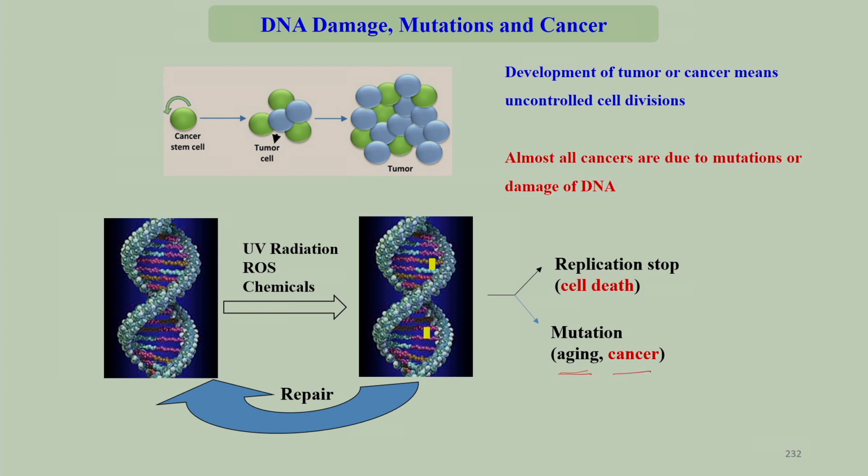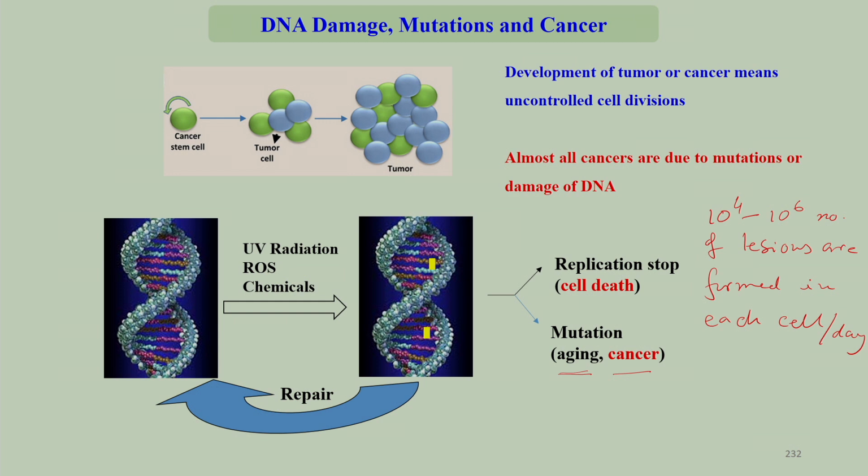So, one statistic is that around 10 to the power 4 to 10 to the power 6 lesions are formed in each cell per day. Every day around a million such damages or lesions are formed in the DNA in every cell every day.